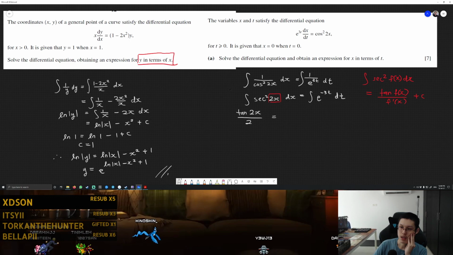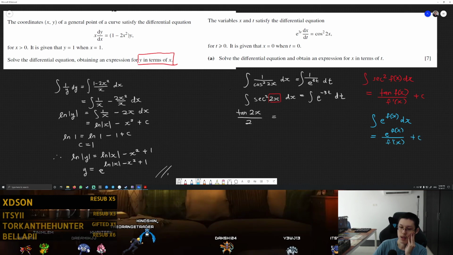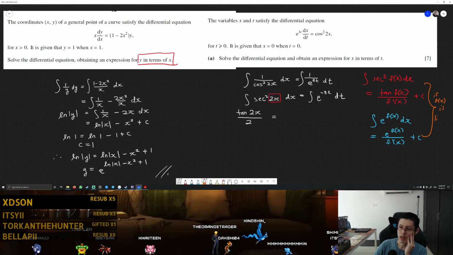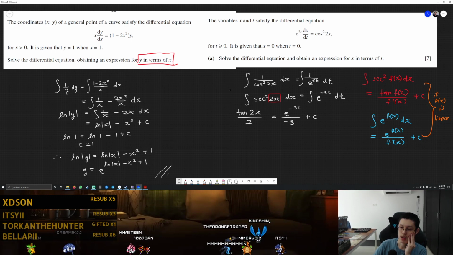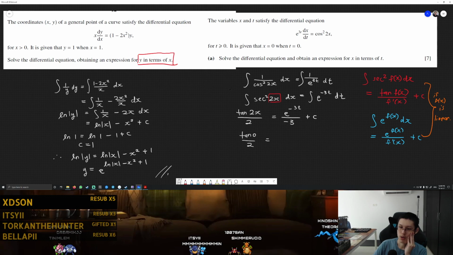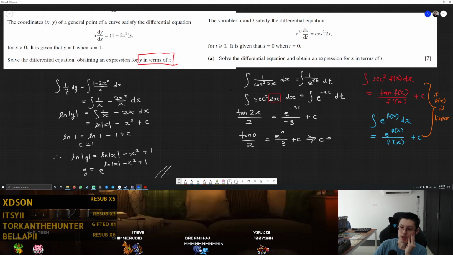So what happens when you integrate e to the power of some function? Remember, whenever you integrate e to the power of some function, you get e to the same function divided by the derivative of the function, plus c. And remember that this can only be done if the function is linear, which it is in this case. So lucky us. We're going to get e to the minus 3t over negative 3 plus c. And now we can substitute in our boundary conditions. So we get tangent 0 over 2 equals e to the power of 0 over minus 3 plus c. Tangent 0 is 0, e to the power of 0 is 1, so c must be 1 over 3.